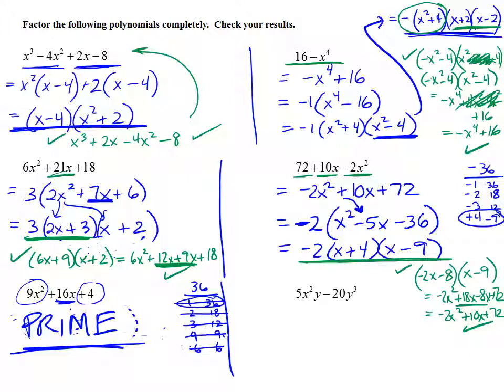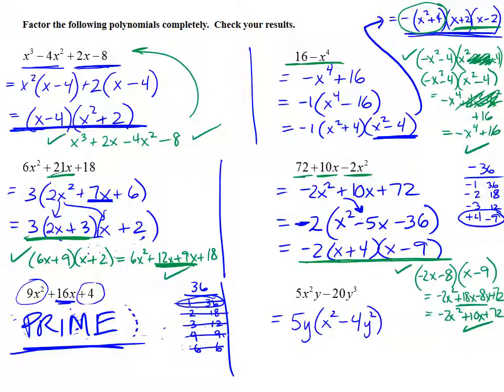Last example, 5x squared y minus 20y cubed. Always look for something common first. There's a 5 in both terms. There's also a y in both terms. So I'm going to take the 5y out first. When I take a 5y from the first term, I'm left with x squared. When I take it from the second term, I'm going to get minus 4y squared.